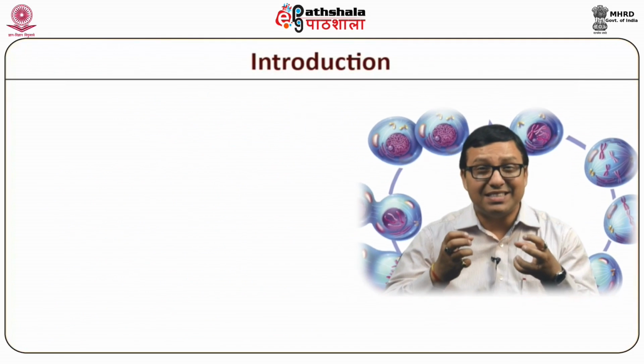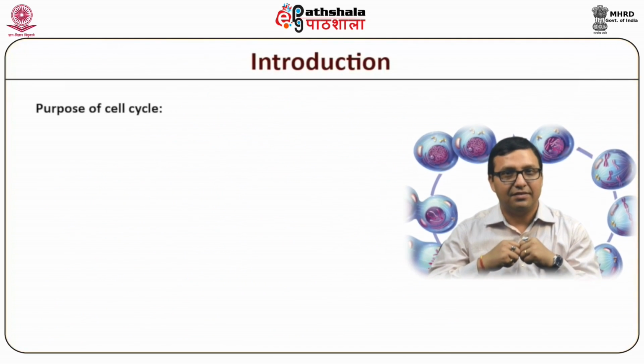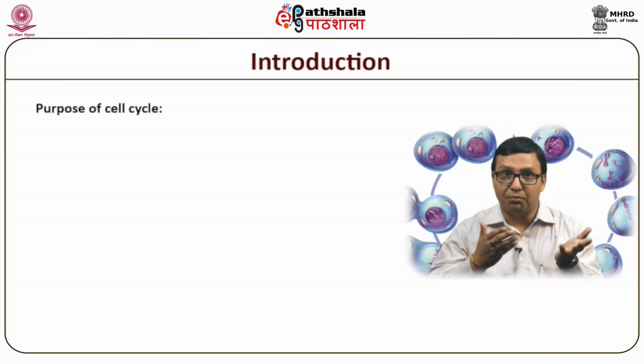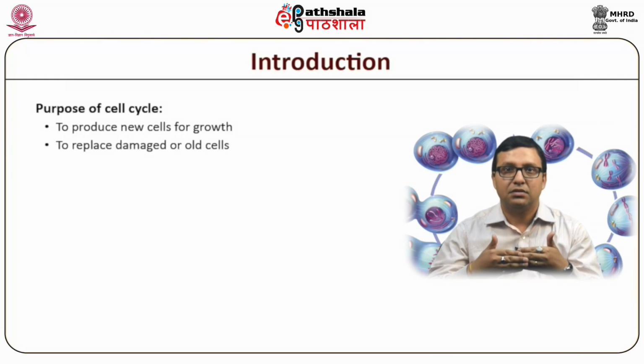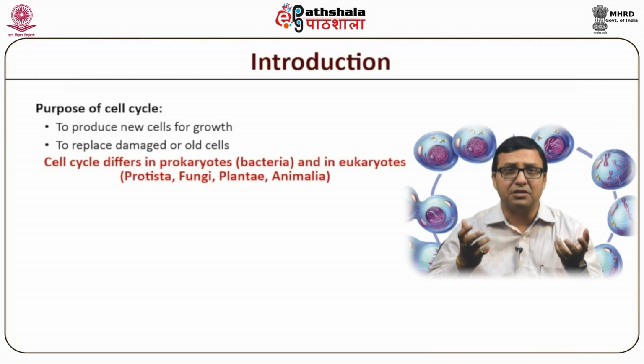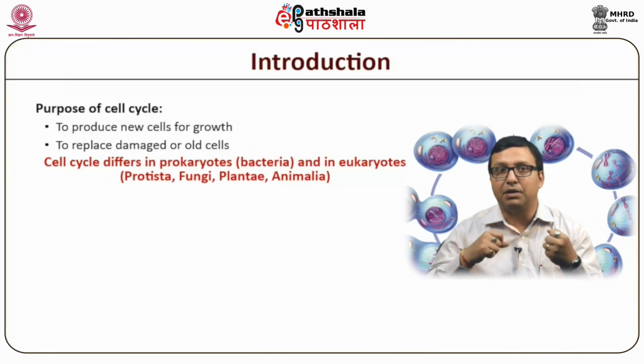Now, you must be thinking, why do cells divide? I mean, what is the purpose of cell cycle? Is it the same in both prokaryotic and eukaryotic cells? No. So basically, cells divide to produce new cells for growth as well as replacement of damaged old cells. Cell division differs among prokaryotes, including bacteria, and eukaryotes, including protista, fungi, plantae, and animalia.